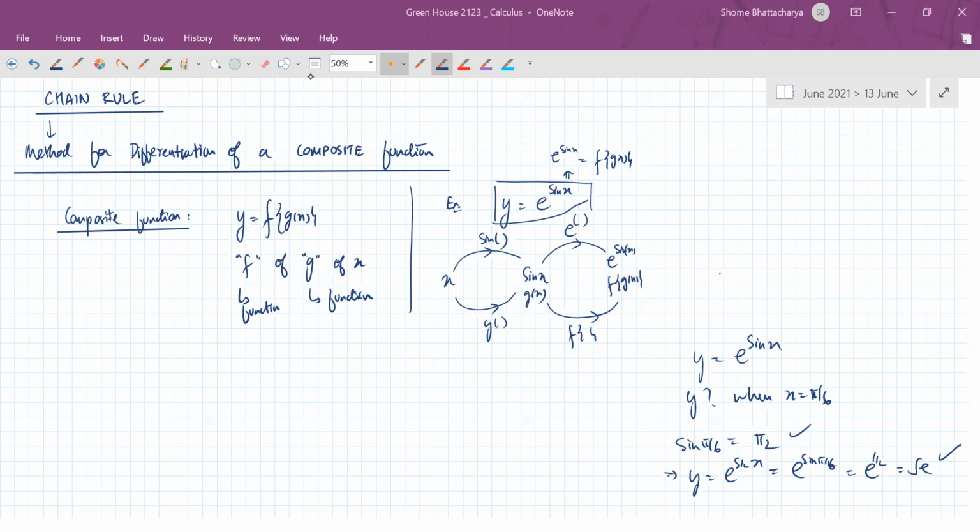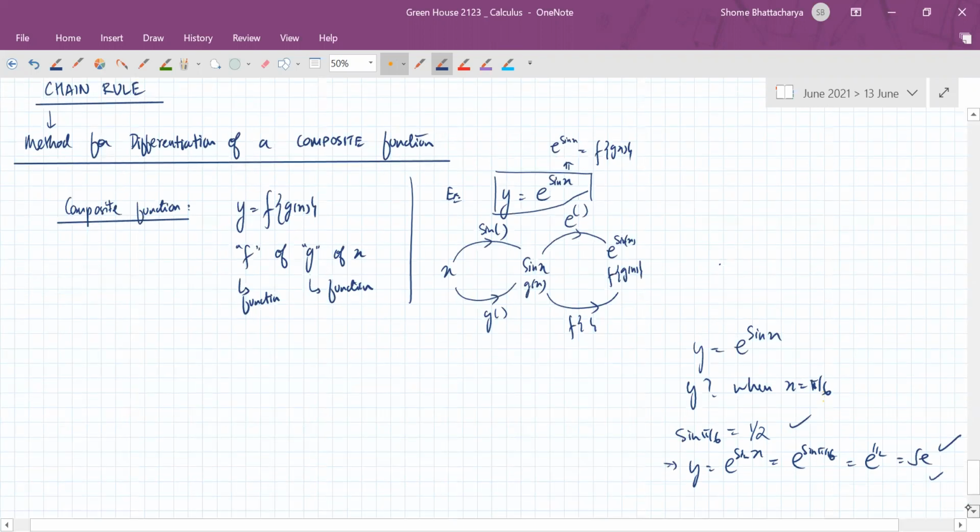Yeah, tell me. What I've written on the second last line, sin pi by 6 equals half, right, beta? Yes, sorry, it was looking like 1, but by sin I've got 1/2. Thank you, sir. That's how we are getting this root e. Okay, so this is clear so far?